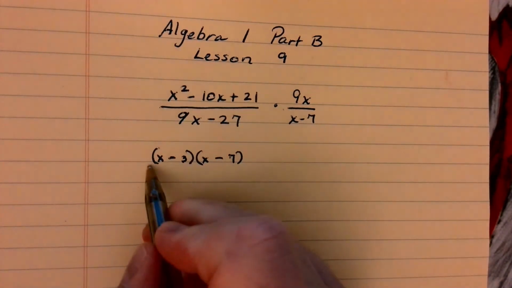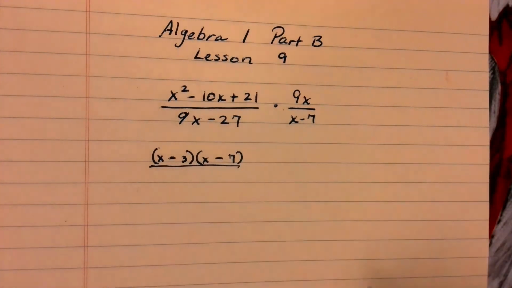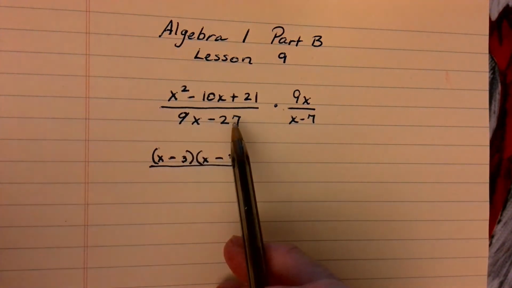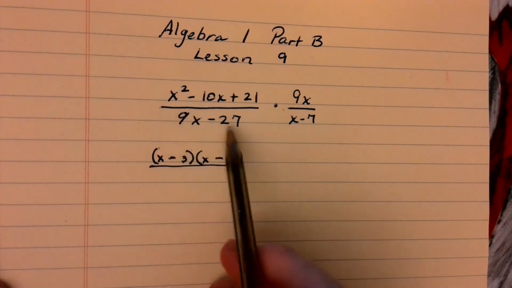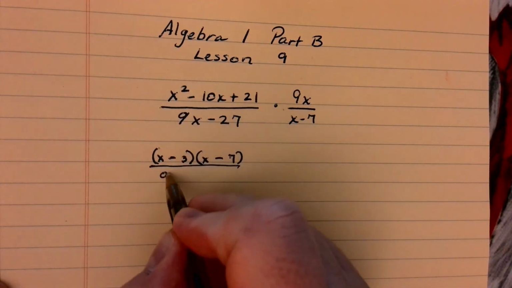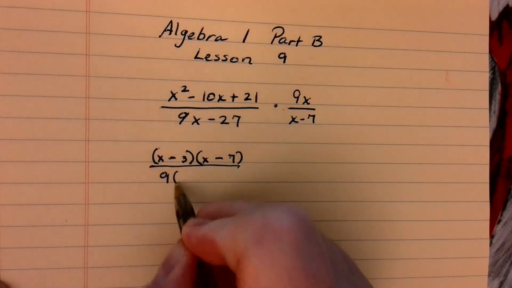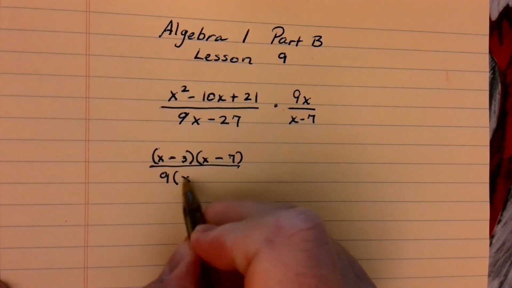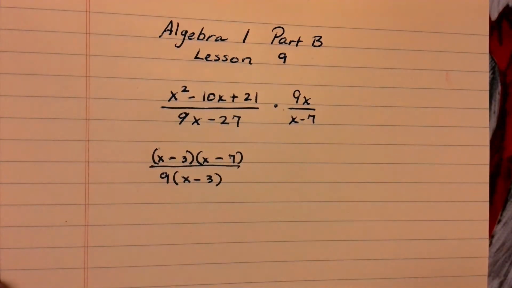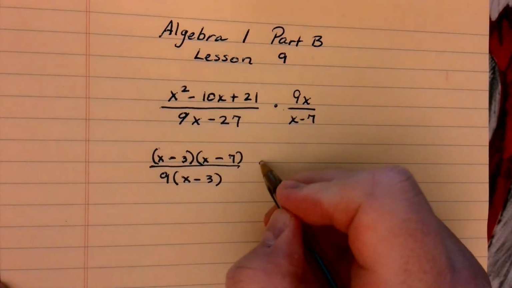So now, let's look at the denominator. The denominator here, we look at this, and is there anything we can factor? Well, 9 and 27 are both divisible by 9, so we're going to factor that 9 out. And that's going to leave me x minus 3. And so now we have some factors that we can cancel out.